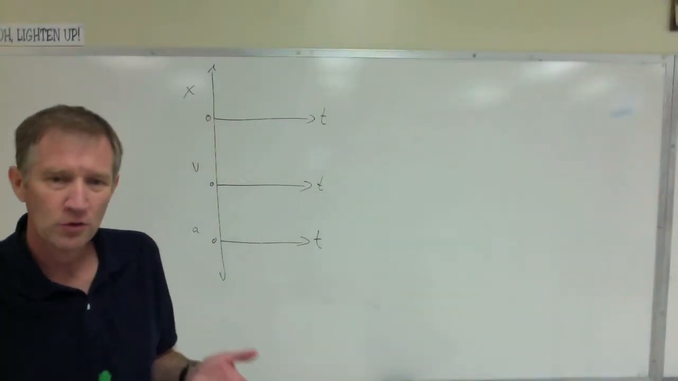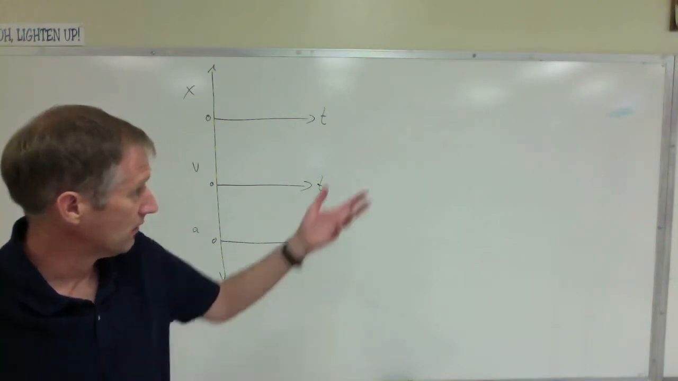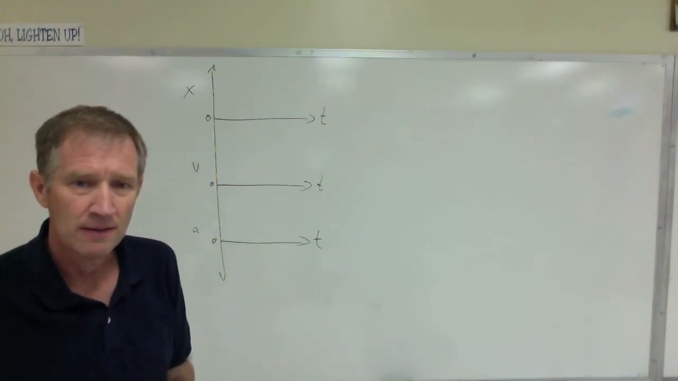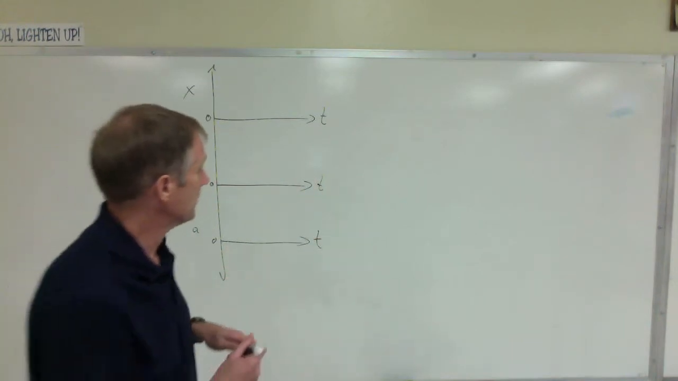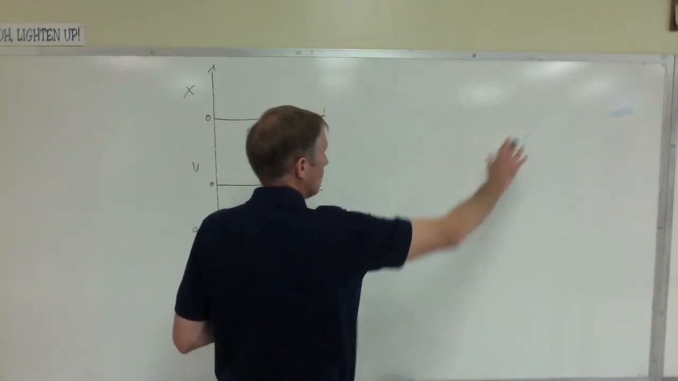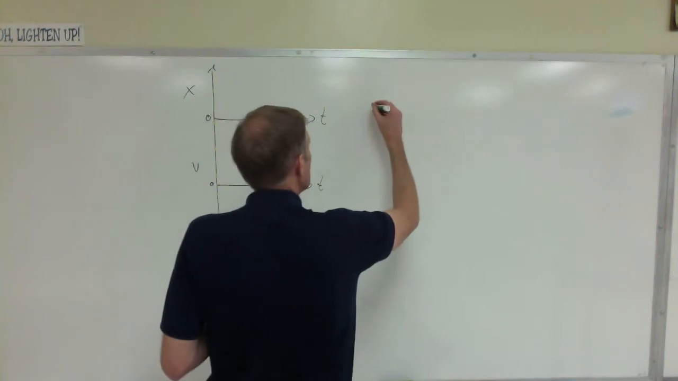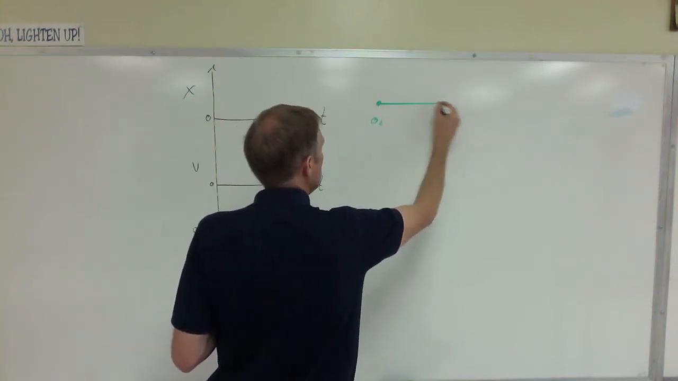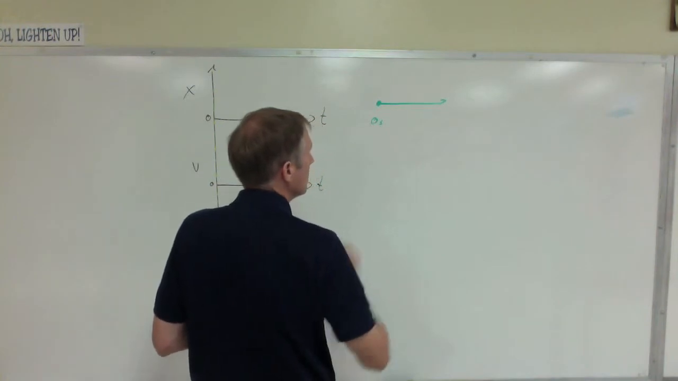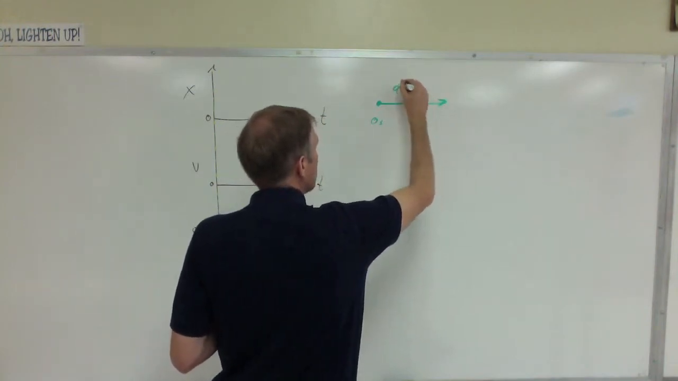I just want to run through some other combinations of motion maps and kinematic graphs. So let's say that you're moving to the right. I'm going to make to the right positive. So at 0 seconds, you're already moving at, say, 9 meters per second.